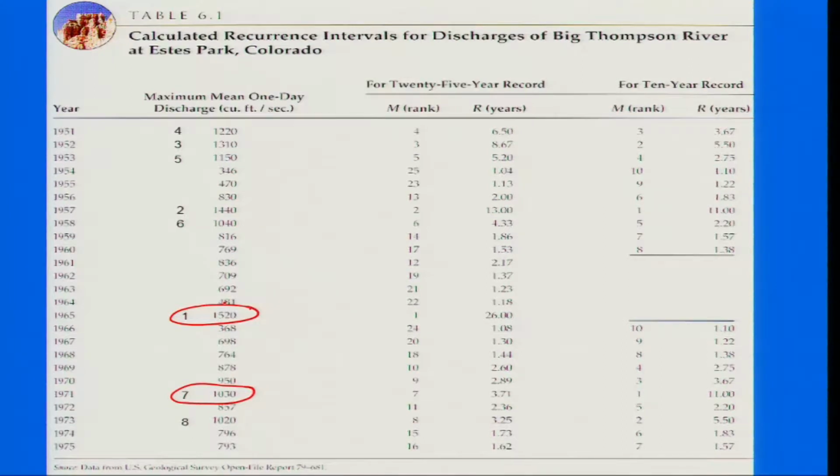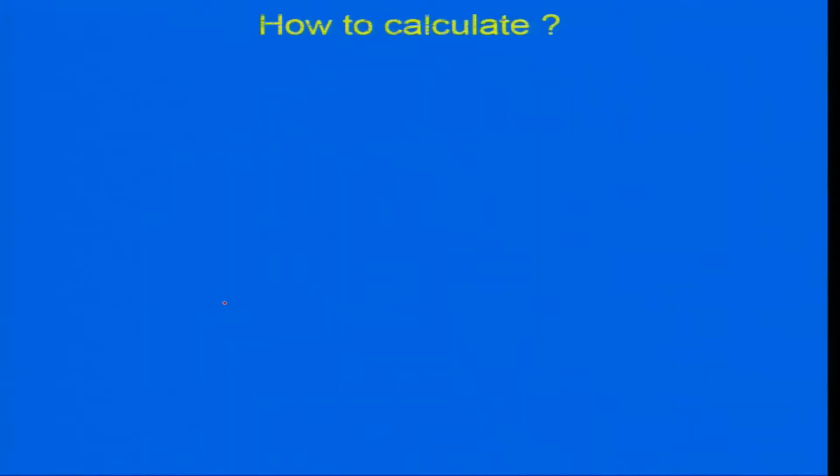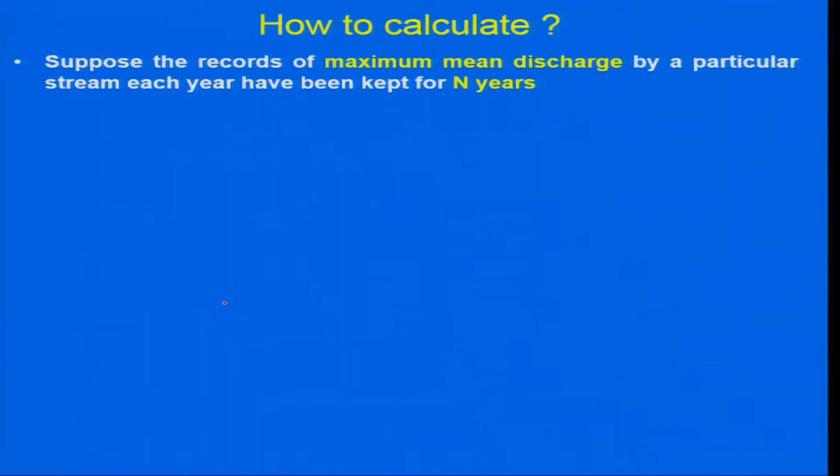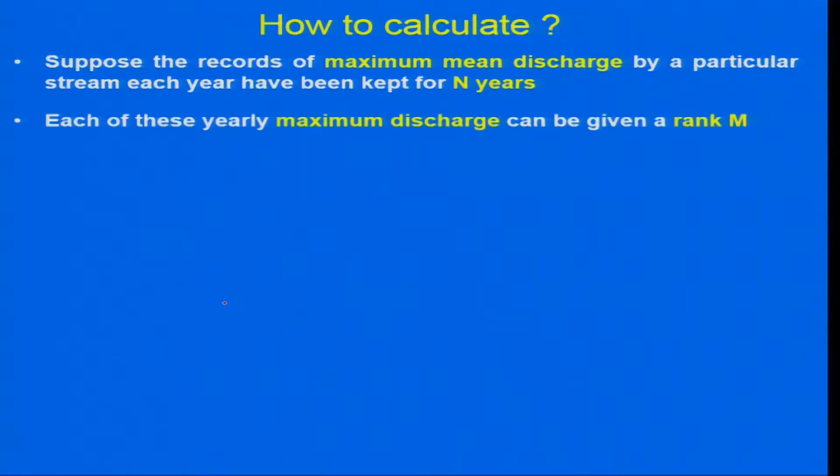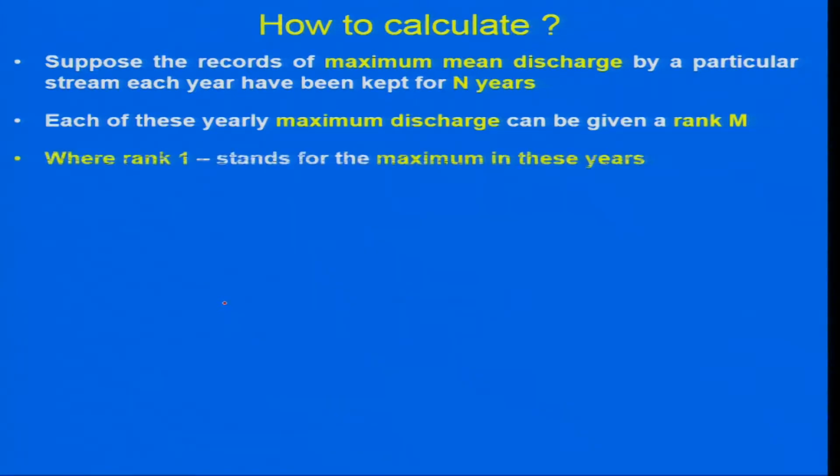So, finally, this one. How to calculate? Suppose the record of the maximum mean discharge by a particular stream each year has been kept for n years. Each of these yearly maximum discharges can be given a rank m, where rank 1 stands for the maximum in these years.